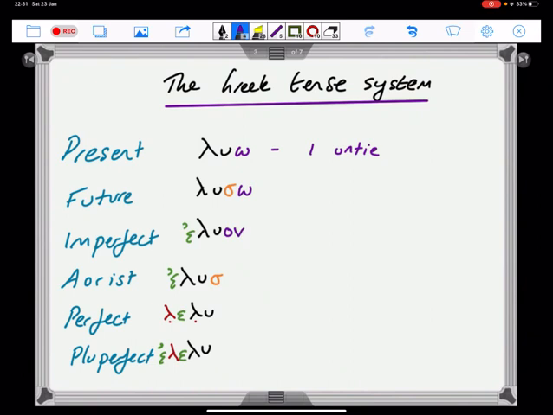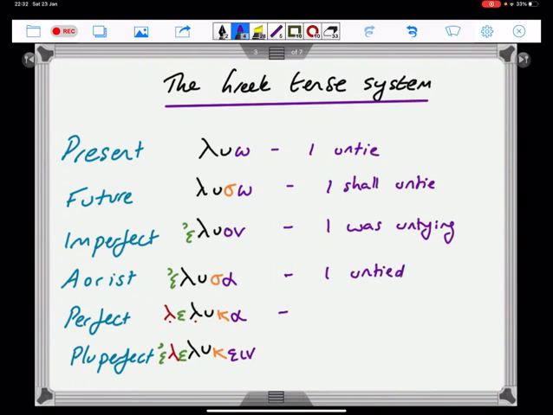Future took normal endings. The imperfect took slightly different endings to the present, but very similar ones. The aorist had those endings characterised by an alpha. For the active, you now need another marker. You need a kappa. And then in the perfect, the endings are the same as the aorist. And the pluperfect, they're based around the diphthong a. They mean I shall untie. I was untying. I untied. I have untied. I had untied.